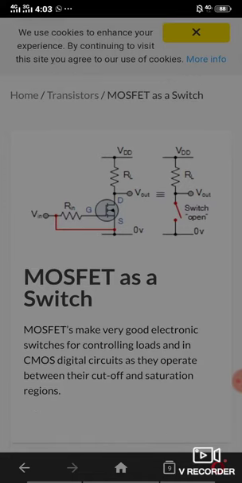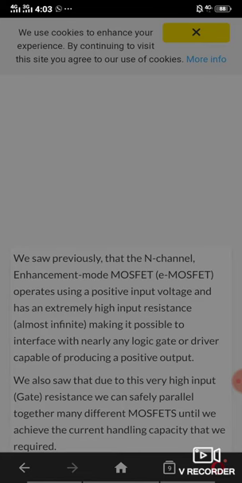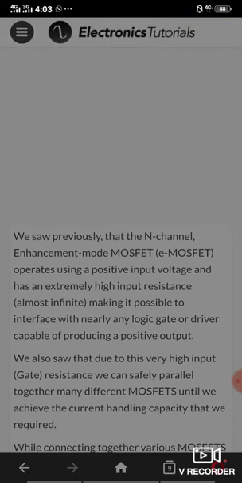MOSFETs make very good electronic switches for controlling loads in digital circuits, as they operate between their cutoff and saturation regions. We saw previously that the N-channel enhancement mode operates using a positive input voltage and has extremely high input resistance, almost infinite, making it possible to interface with nearly any logic gate or driver capable of producing a positive output.